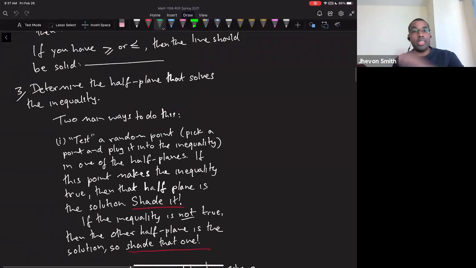Then you'd realize that that line is going to cut space into 2 parts, like a left and a right, or a top and a bottom. And you pick a random point in one of them with very easy numbers to plug in, and you test it in the inequality. And if the inequality makes sense for those numbers that you plug in, then that coordinate is included, and literally everyone in that half plane is also included. So you shade that entire half. If that inequality is not true, then it means that people on the other side form the solution. So you shade the other half. And so that's how you went about doing that.